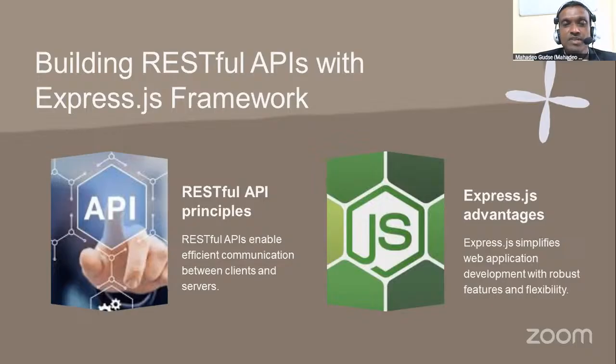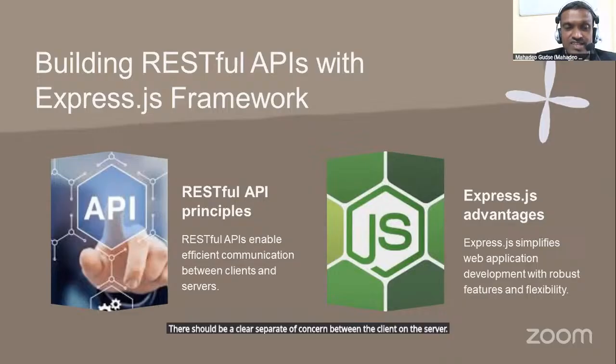Adhering to the principles helps create APIs that are scalable, maintainable, and easy to understand and consume. Some of the features are client-server architecture. There should be a clear separation of concerns between the client and the server. This is enforced in a RESTful API.